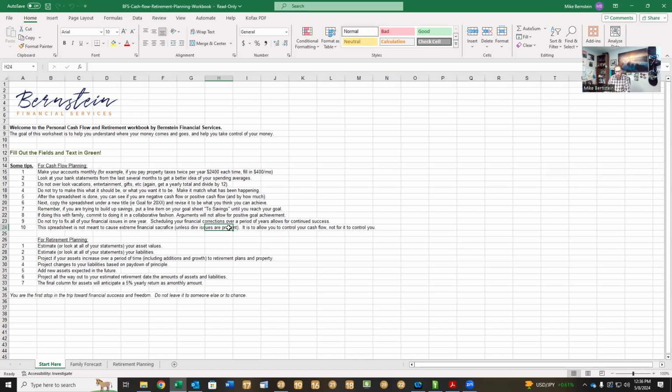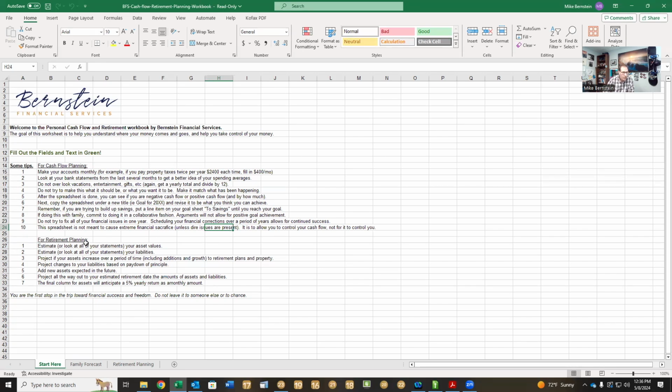If you're negative cash flow, where are the areas we can cut a little bit to try and make it positive cash flow? And if we can't, how do we restructure our lives so that you can make it on a monthly basis? It might be changing your living arrangements. It might be changing your housing. If you own a home, it might be several different things. It might be changing a job. It might be getting a second job. In any case, all those things.